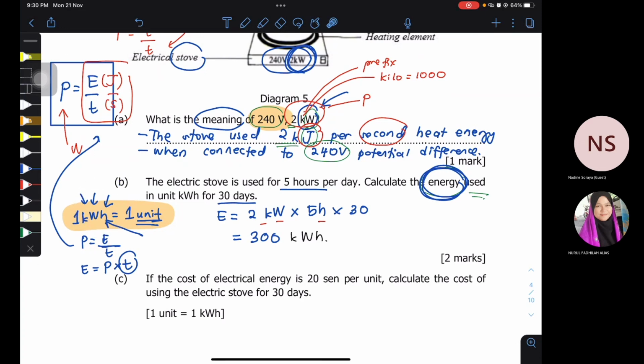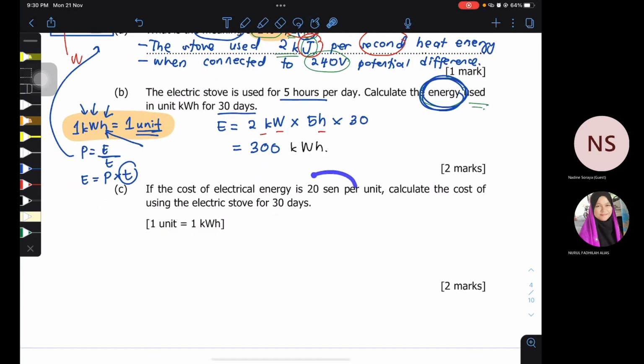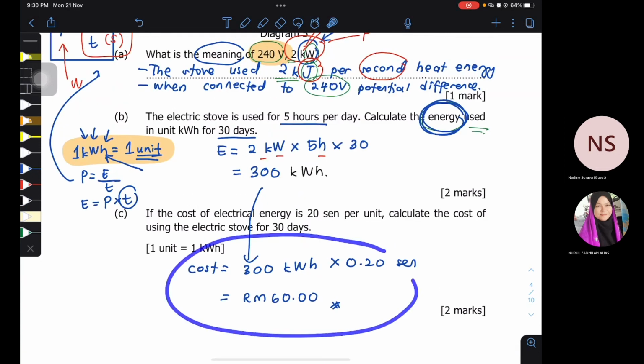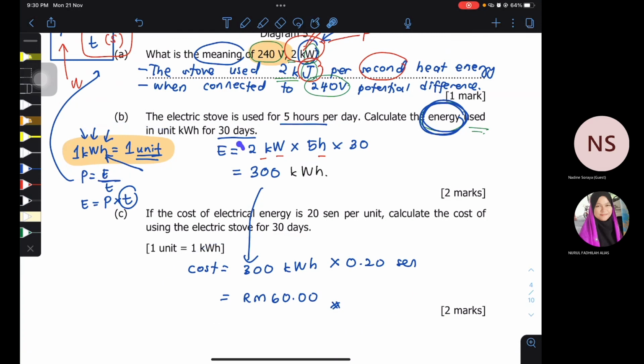Okay. Now, see. If the cost is 20 cent per unit, one unit is 1 kilowatt hour. So 1 kilowatt hour is 20 sen. Calculate the cost of using for 30 days. So we write cost equals, how much does it use? 300 kilowatt hour. How many sen for one? 20 sen. So total RM 60. So here, to be able to answer this, you need to know this concept. And then this one is obtained from this formula, and this formula, don't worry, it's given at the front.